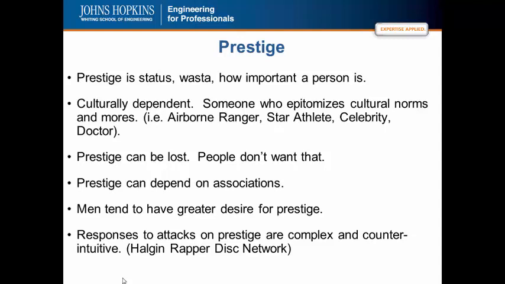People don't want that. Prestige also can depend upon associations. So if you are associating with other prestigious people, people are going to assume that you are also prestigious and value and epitomize those cultural norms.